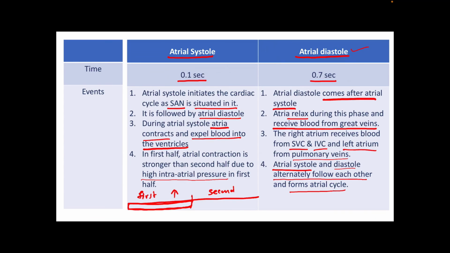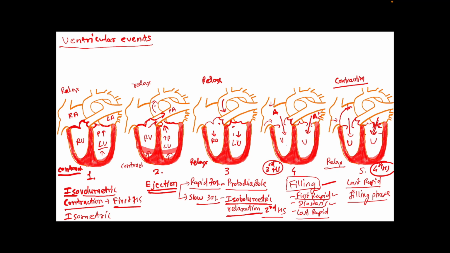So these are the phases which you have to remember. Then if you remember this mechanism, various pressure changes in these atria, ventricles, and how they are operating, then you will definitely be able to write the answers.